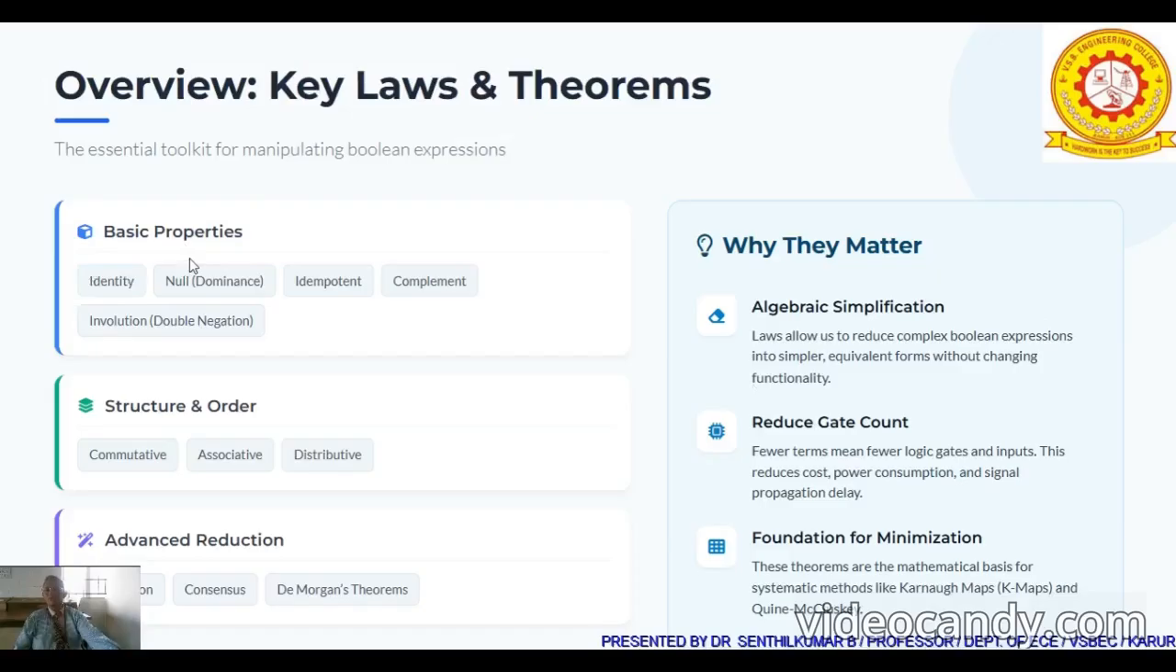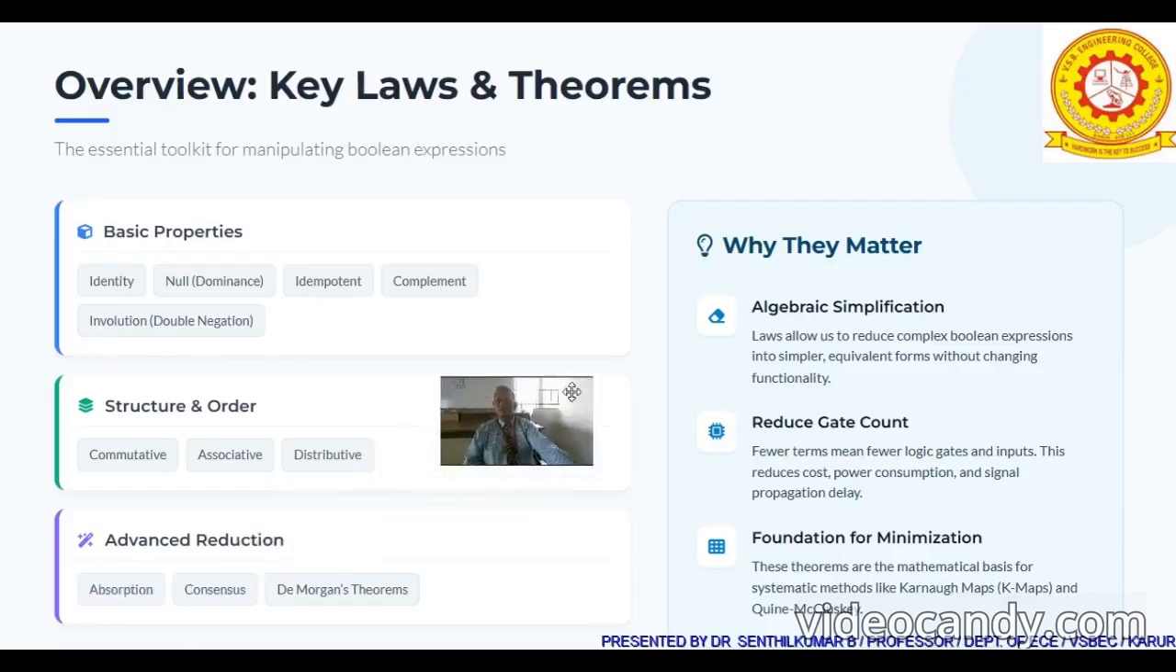Now come to basic properties. These are all the properties available in Boolean algebra. First one is identity, next are null, idempotent, complements, involution. Next is structure and order. In that case, the commutative, associative, and distributive laws are available. In the advanced reduction methods, absorption, consensus, and De Morgan's theorems are available. We will see them one by one.